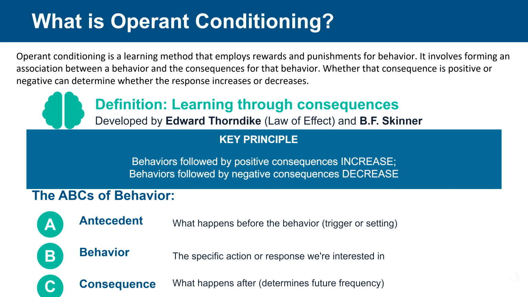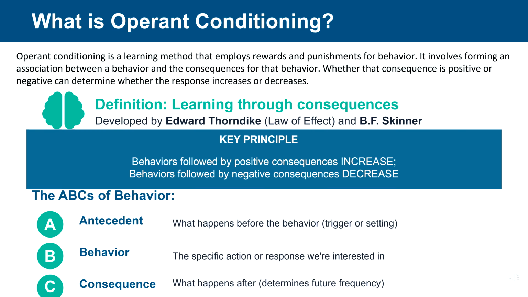Operant conditioning was developed through the work of Edward Thorndike and B.F. Skinner. Thorndike's law of effect states that behaviors followed by satisfying consequences tend to be repeated, while behaviors followed by unsatisfying consequences tend not to be. It seems obvious now, but this was revolutionary in understanding human behavior.